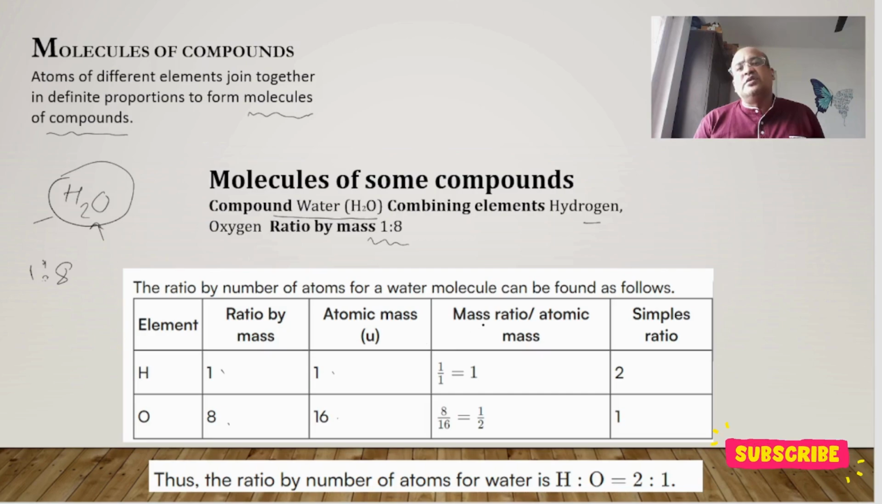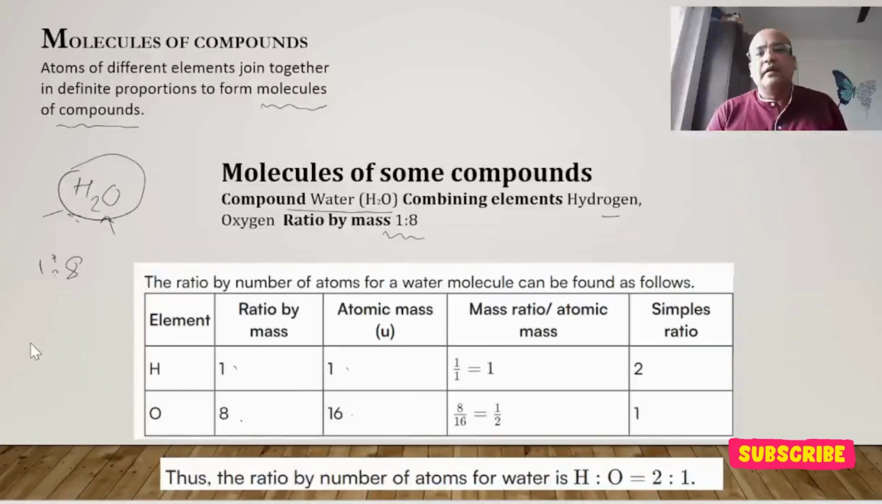Right? So the mass ratio, what we have done, we have divided it by this. So 1 by 1 we get 1 here, 8 by 16 we get half. Right. So the simple ratio which comes up is 2 to 1. That's the reason you say simple ratios here. 2 to 1 is a simple ratio. So the ratio by number of atoms for water is 2 to 1.